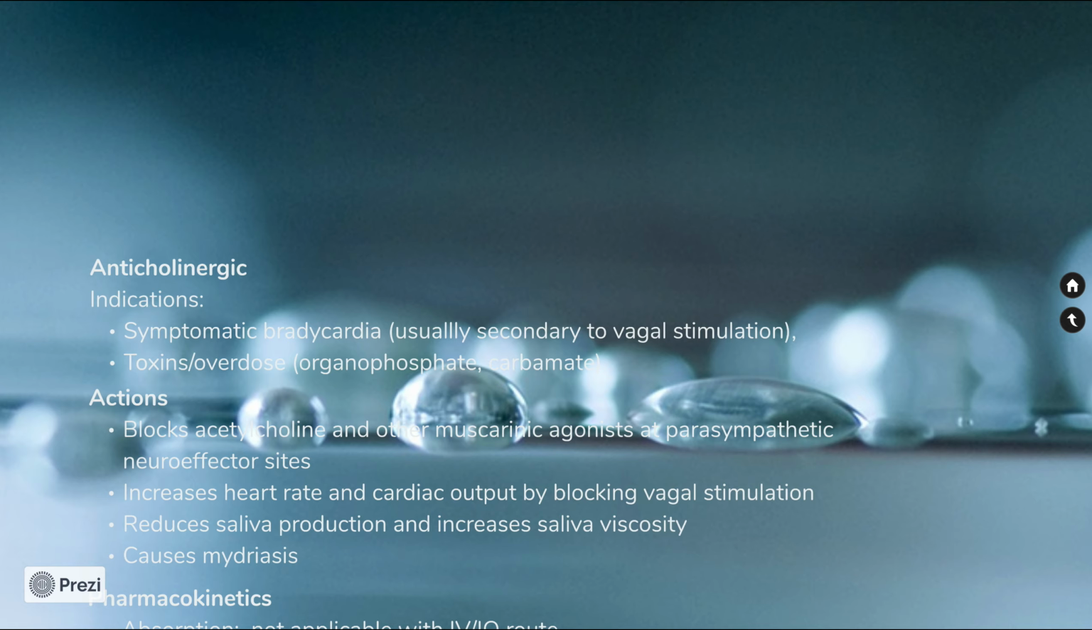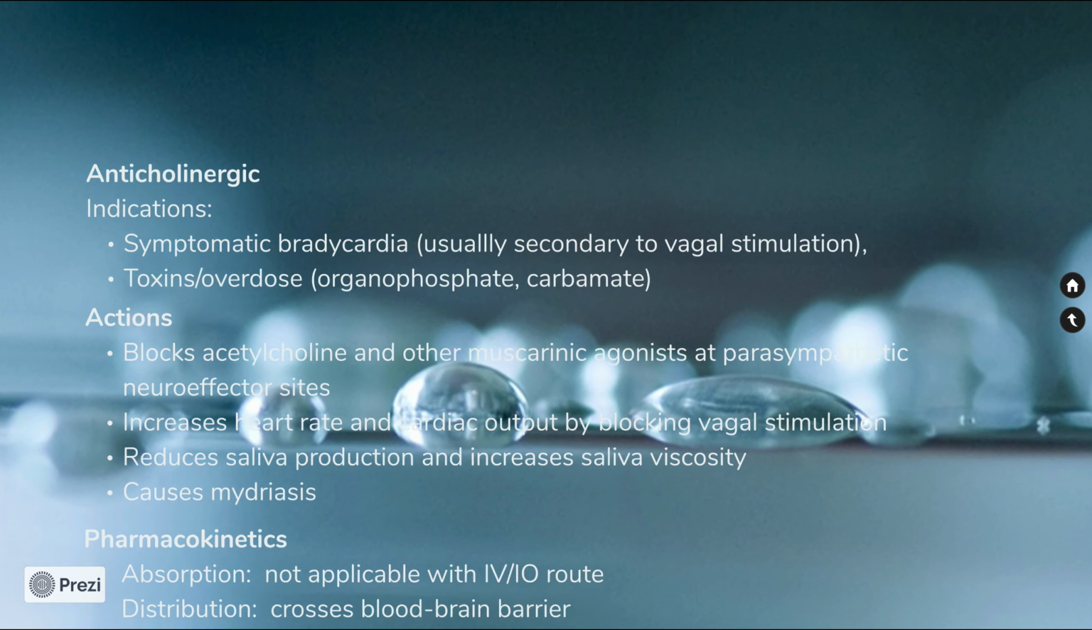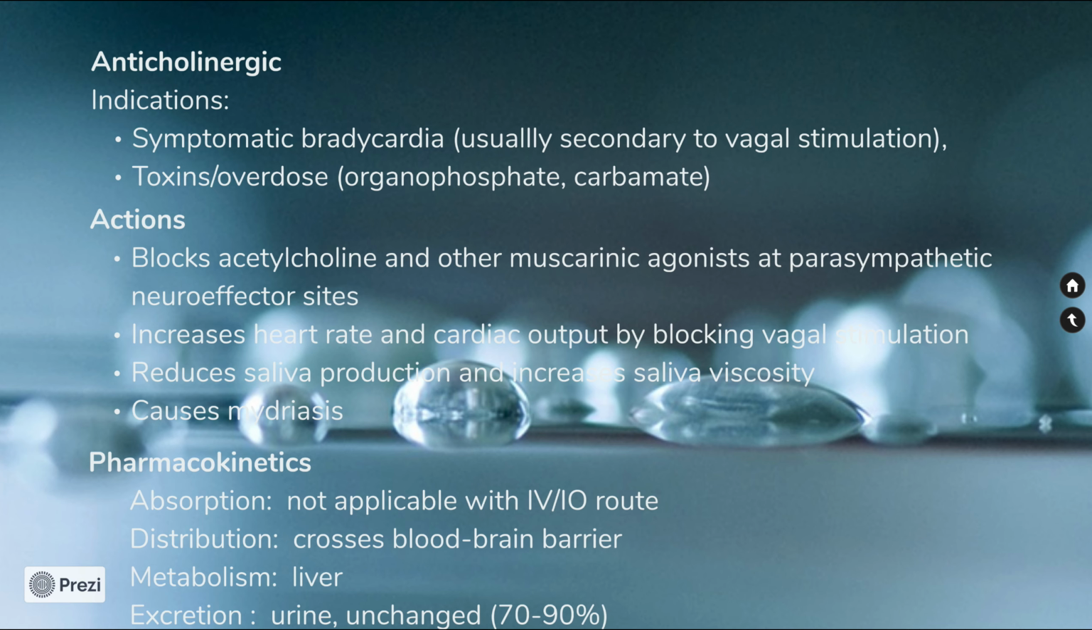As you may remember, atropine is a potent sympathetic stimulant. It stimulates the sympathetic nervous system by blocking acetylcholine and other muscarinic agonists at the parasympathetic neuroeffector sites. So, by blocking the parasympathetic, it upregulates the sympathetic effects. So, part of the sympathetic effect: increase of heart rate, increasing cardiac output, reduced saliva production, and pupillary dilation, which is one of the historic uses of the plant from which atropine was discovered.